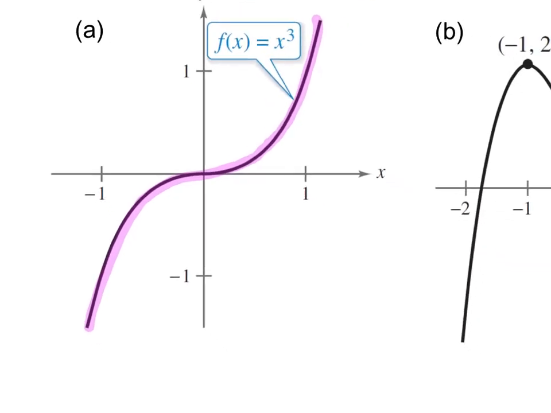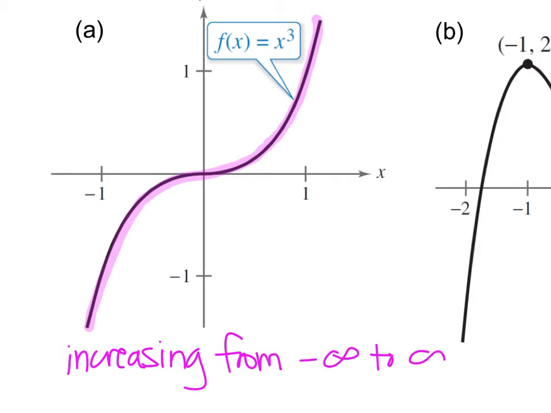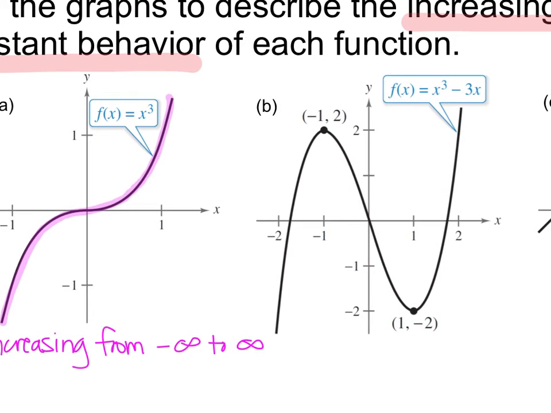So for this example, we would say that we're increasing, and you could use a couple different terms here. You could say it's increasing over the entire number line. That's what the book says. But I like to just say it's increasing from -infinity to +infinity, which means the same thing. So I'm going to say this is increasing from -infinity to +infinity. So no change in direction on letter A.